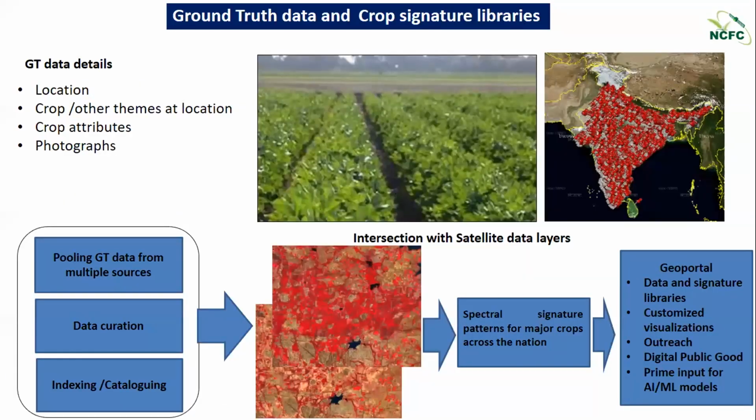Right now it is not publicly available, but we are developing a platform. I think Murthy sir will talk about that platform tomorrow, the Krishi DSS platform. Under that, we are developing a module specifically for ground truth data and spectral library. We try to generate spectral and time series libraries from past year Sentinel data, so any user can come and download and use those signatures for their classification or analysis. This is what we propose to do.